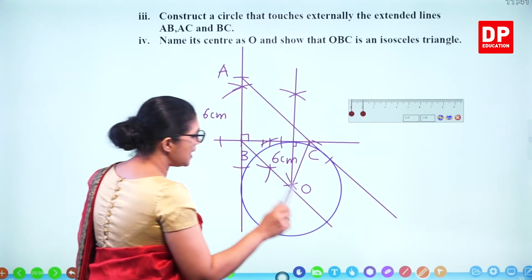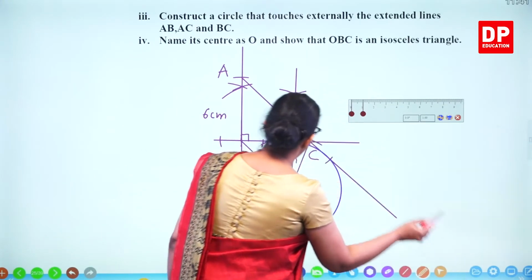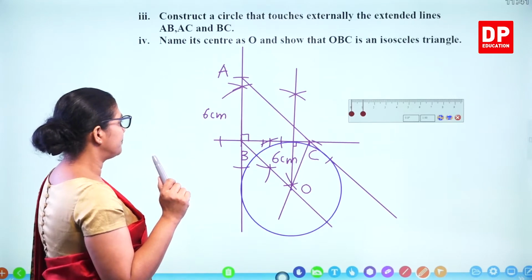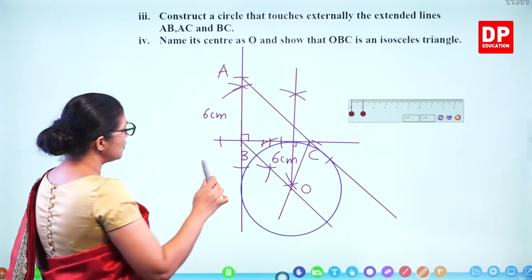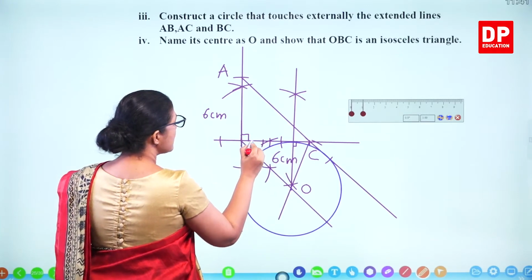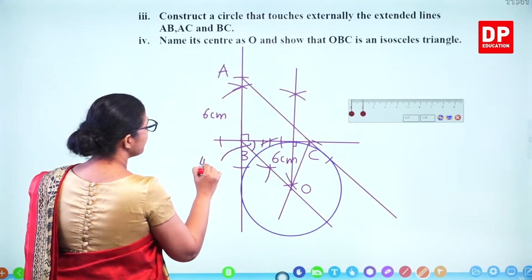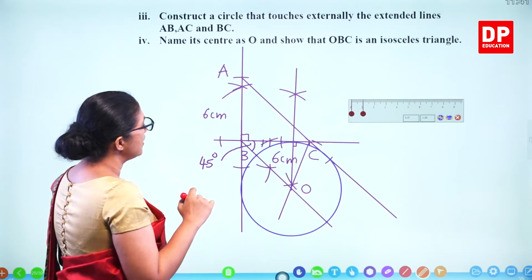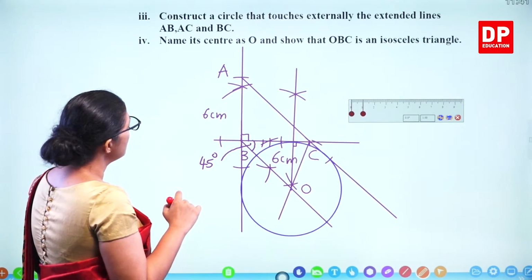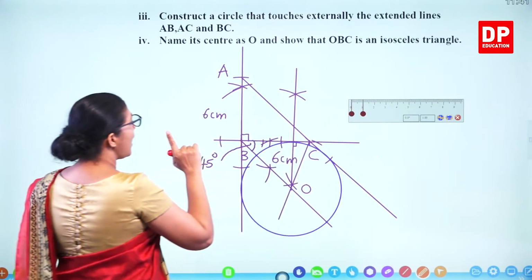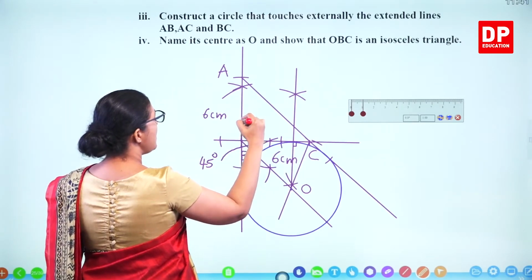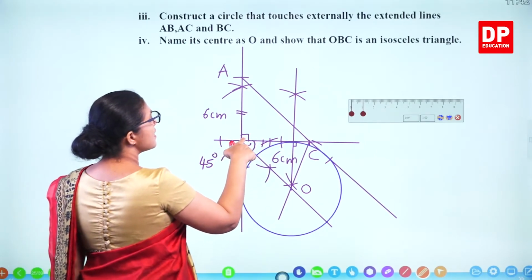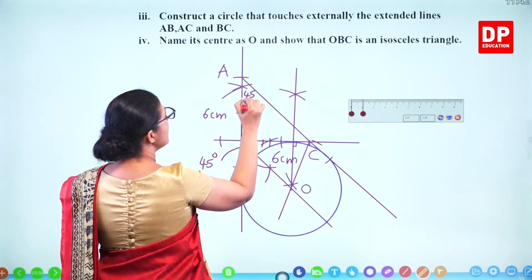Show that OBC is an isosceles triangle. So we'll look at the angles. So this is the bisector now. So this is 45 degrees. And we need to find out this angle. Now look at this triangle. AB and BC are equal. These two lengths are equal. So this is 90, so this is 45 and this is 45.